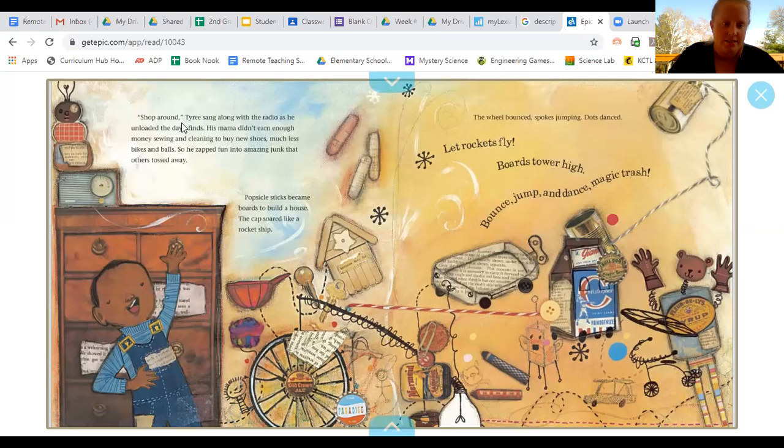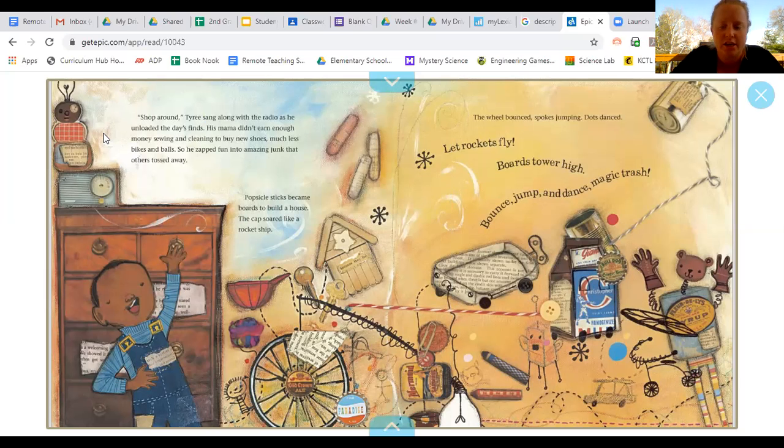Shop around, Tyree sang along with the radio as he unloaded the day's finds. His mama didn't earn enough money sewing and cleaning to buy new shoes, much less bikes and balls, so he zapped fun into amazing junk that others tossed away. Popsicle sticks became boards to build a house. The cap soared like a rocket ship. The wheel bounced, spoke something, danced. Let rockets fly, boards tower high, bounce, jump, and dance, magic trash.